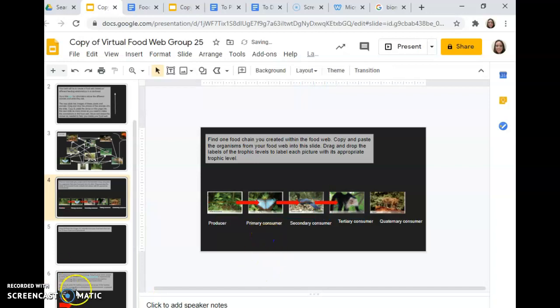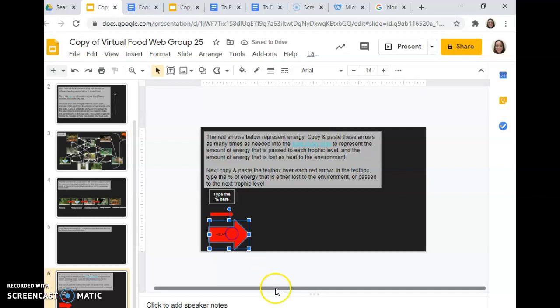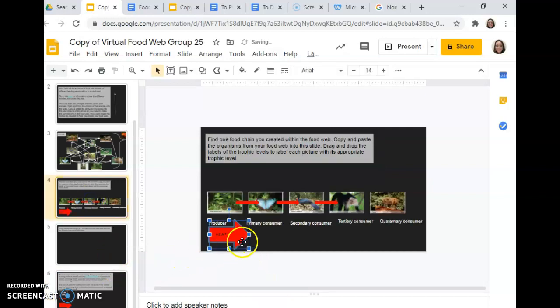Okay. Next you have the heat arrow. You're going to copy and paste that, and you're going to move the arrow to show the heat leaving the organism. My heat arrow is much bigger than this arrow because remember, 90% of the energy is lost as heat.